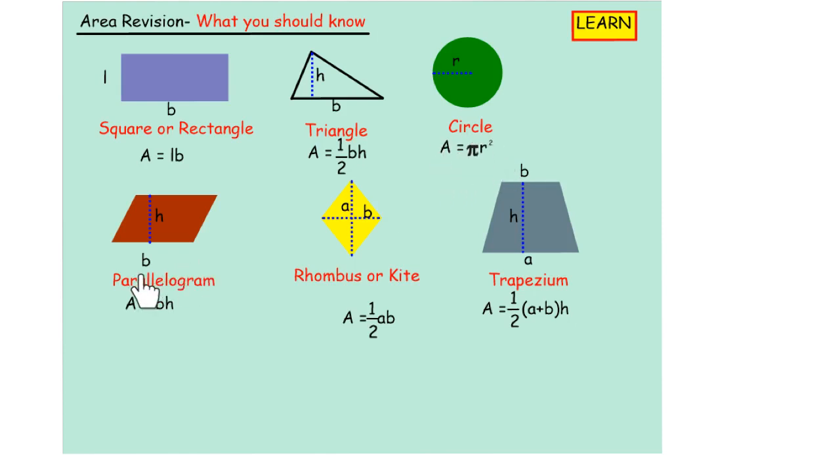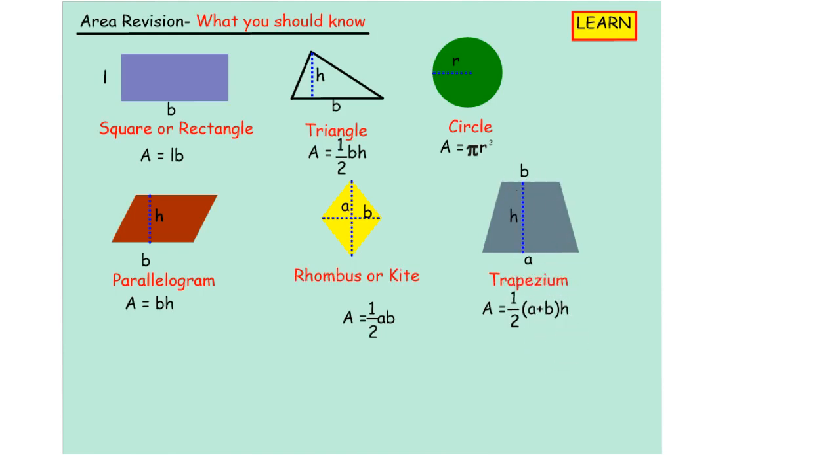For a parallelogram, all we do is multiply the base times the height. Perpendicular height again. A rhombus or a kite, it's a half times the 2 diagonals. So diagonal 1, diagonal 2, and then multiply them and half it. And then a trapezium, it's the trickiest one to remember really, is that we need to do a half of a plus b, so the 2 parallel lines added together, times the height.